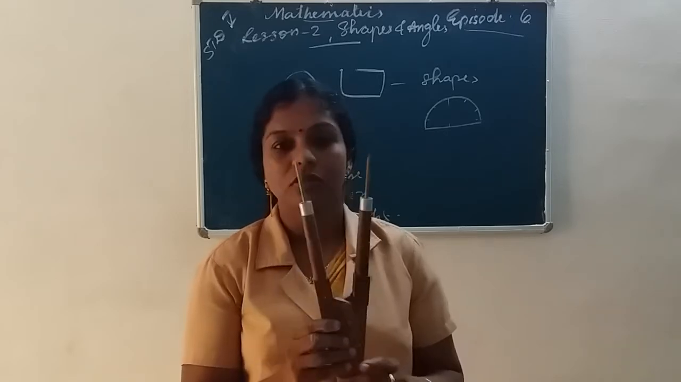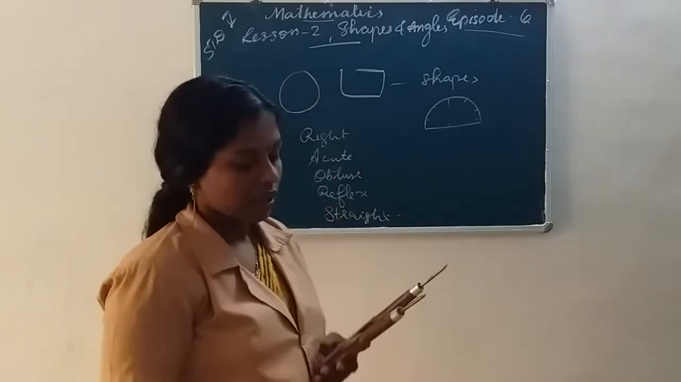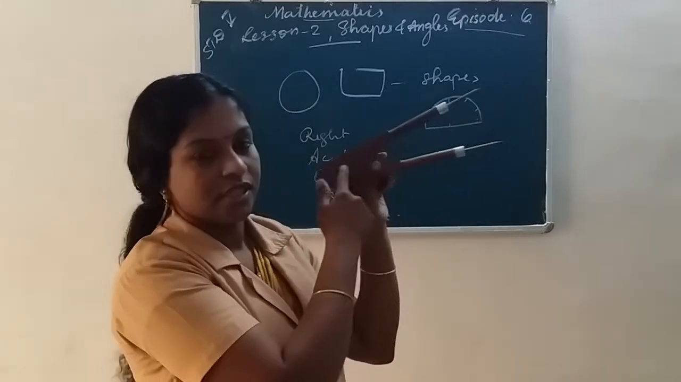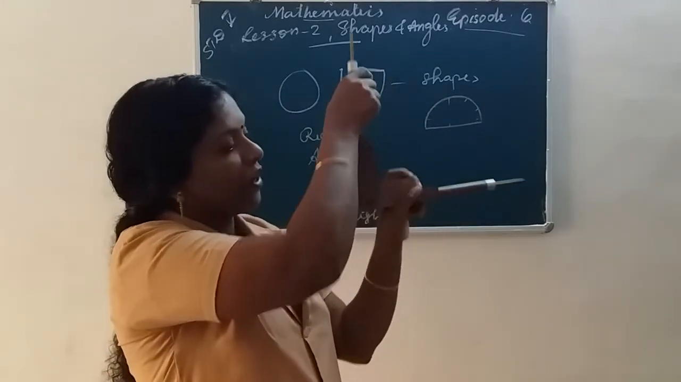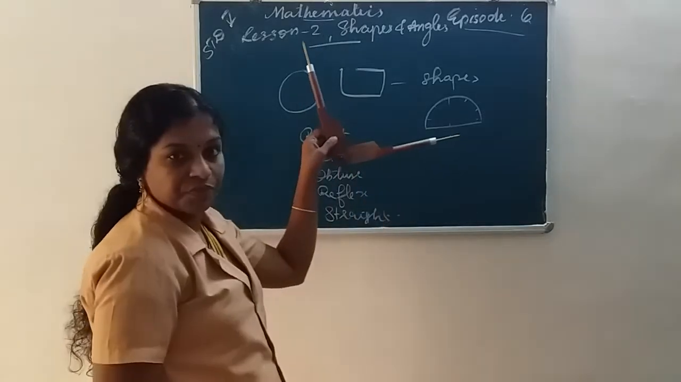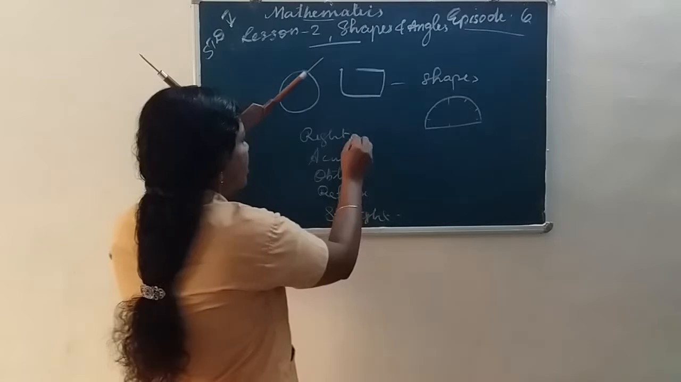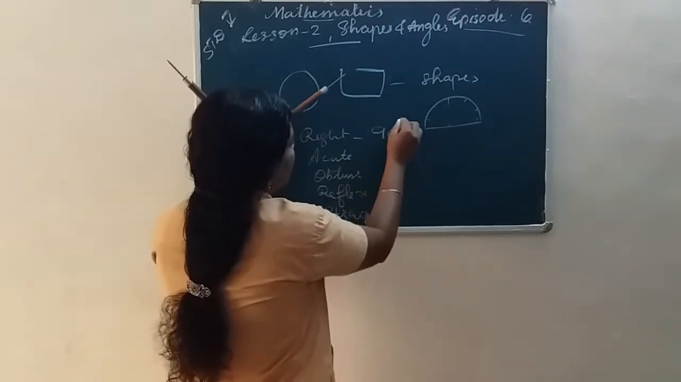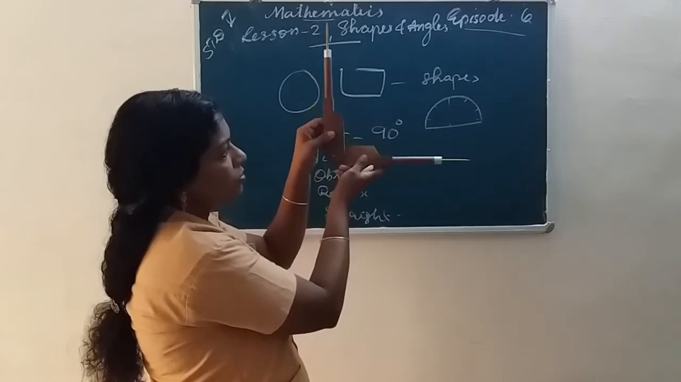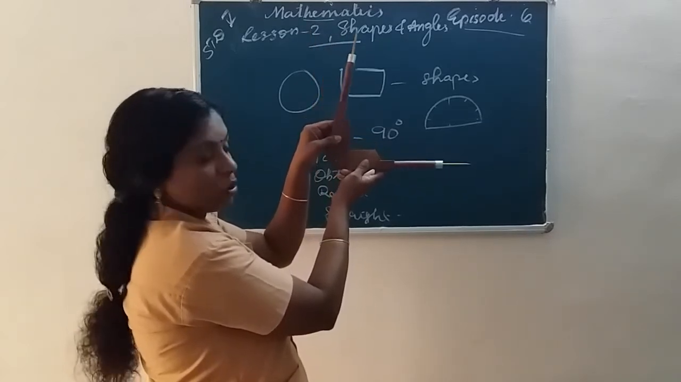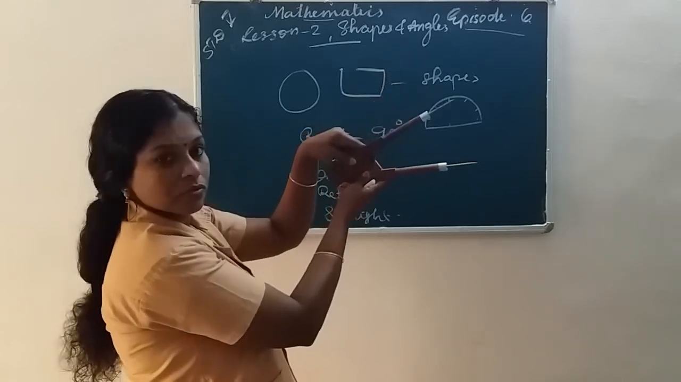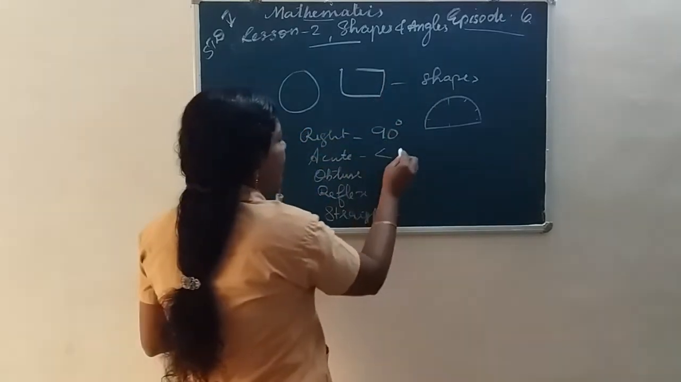This instrument is known as a divider. In this divider, which type of angle is this? This type of angle, that is L shape, is 90 degree, is a right angle. Less than 90 degree, that is from right to right side, coming like this, is an acute angle, less than 90 degree.